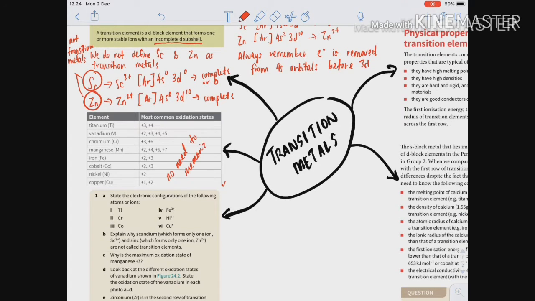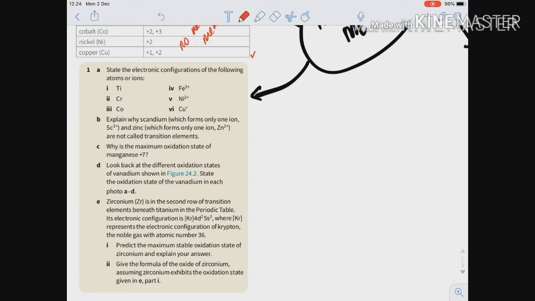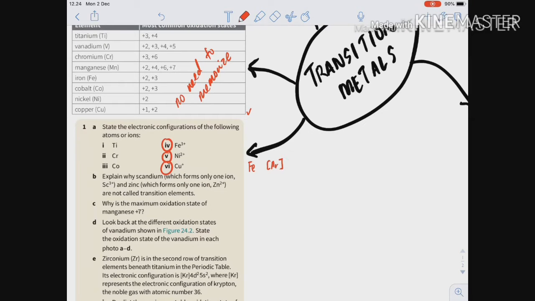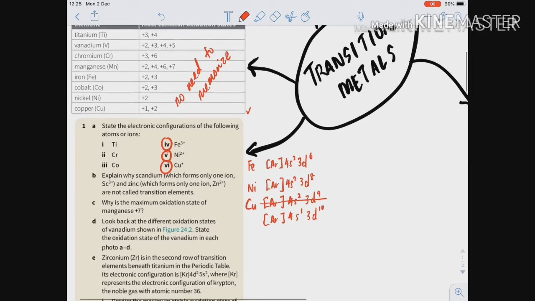You do not need to memorize the common oxidation numbers for transition metals. For question number 1, we will try part 4, part 5 and part 6. Remember, for copper, we will have a different electronic configuration.